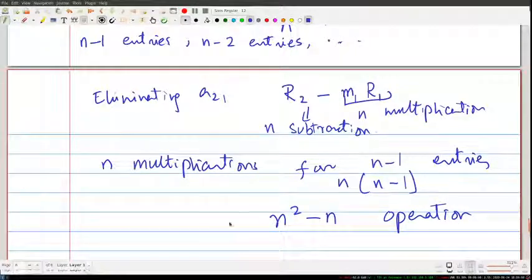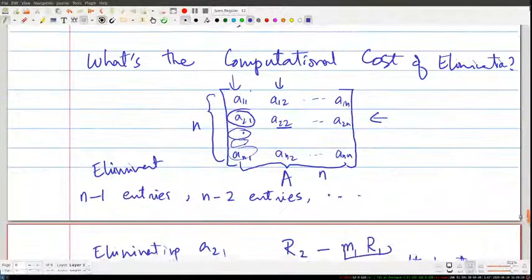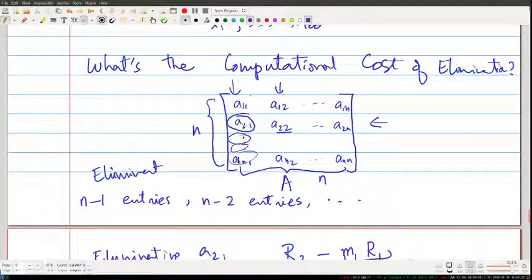And let's just keep things simple, because n squared is the bigger term here. We know that for polynomials, as n grows larger, n squared is the term that will really dominate. n squared is going to grow much faster than n. So let's just approximate this by n squared. So the first step is taking me n squared operations. So eliminating all of these gives me n squared operations.